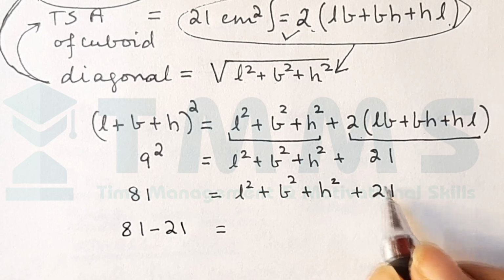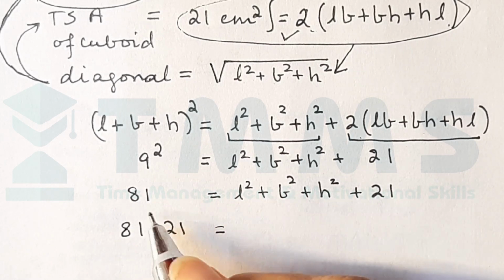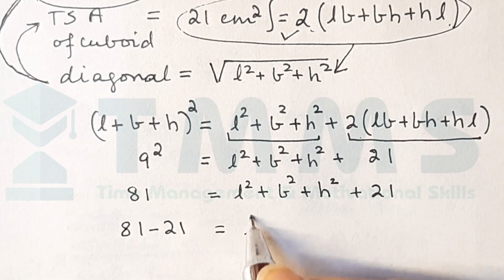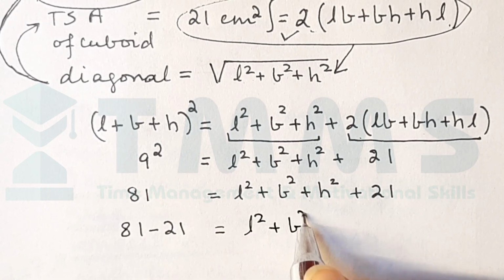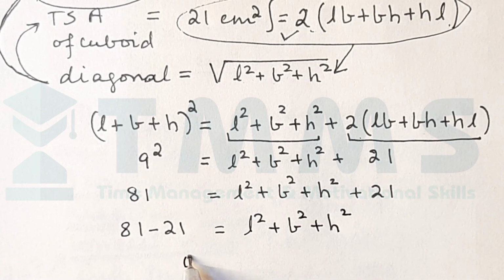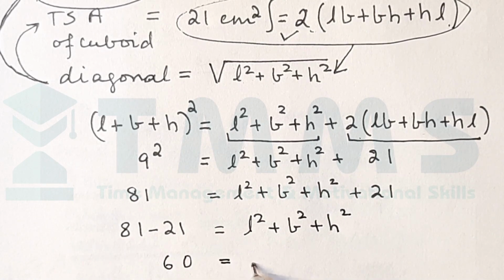We transpose this. This is plus, so when it is transposed, it becomes minus 21. And then we'll have L square plus B square plus H square. How much do we get here? Very good.